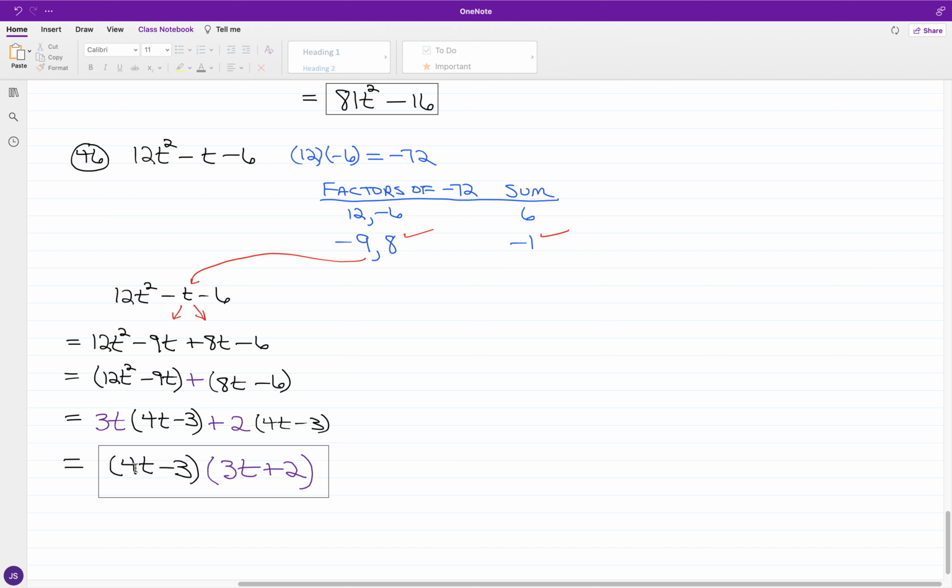You can always double check. 4t times 3t is 12t squared. And then we'll have plus 8t from the outside and minus 9t from the inside, which will be negative t. Then we have negative 3 times 2, which will be negative 6. Okay, so we do have that manner of consistency.